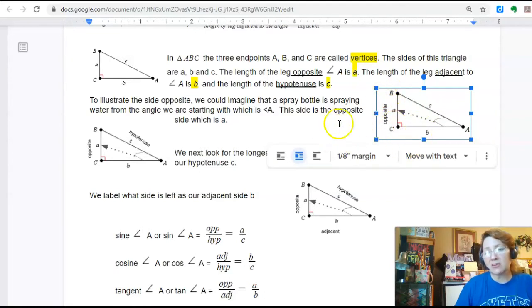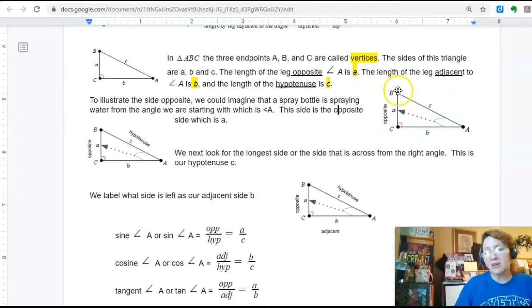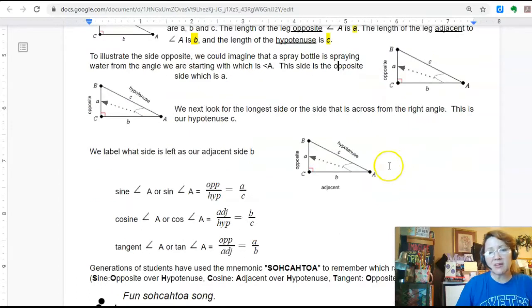Now, when you look at this side c, that's across from the right angle. I'm not going to do another spray bottle because that would be confusing, but it's the longest side, so that's the hypotenuse. So I've got my opposite, I have my hypotenuse. Now we look at what's left. Whatever's left is called the adjacent. So you first do the squirt bottle to find the opposite, then you look at your longest side, which is your hypotenuse, and then whatever is left is the adjacent. The adjacent is attached to the angle.